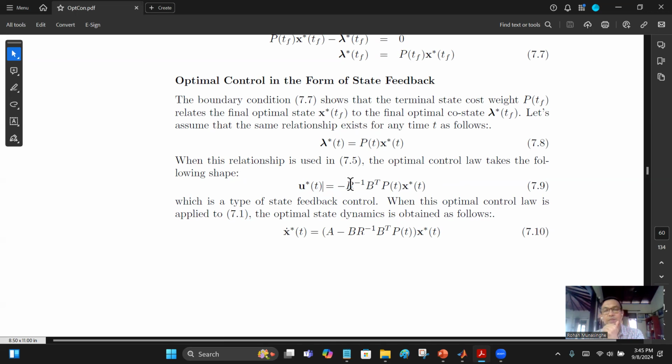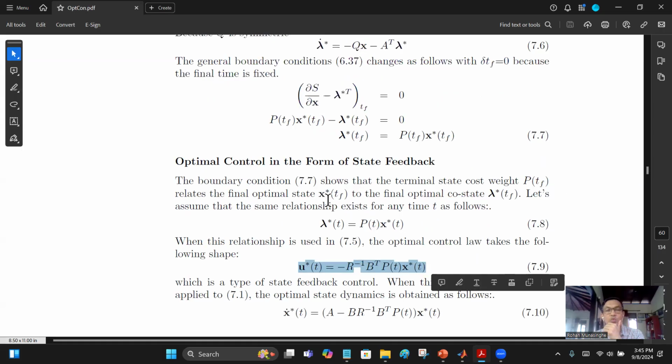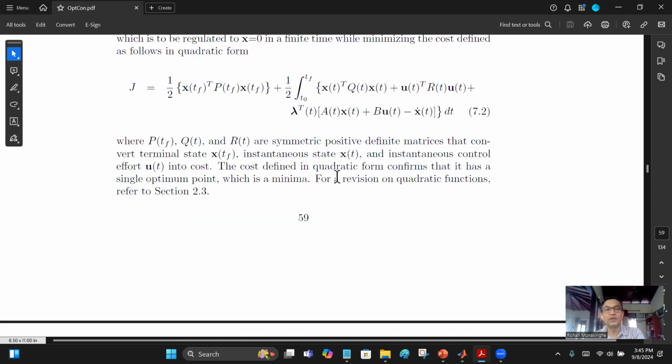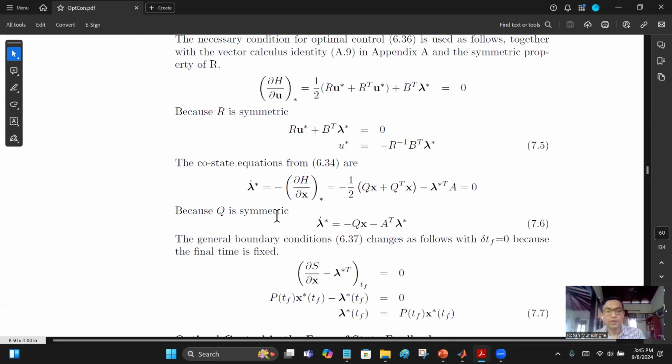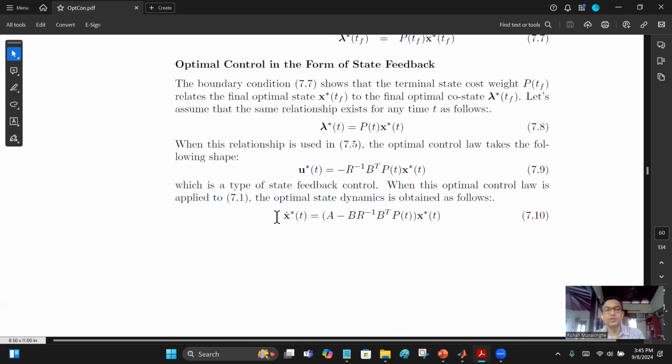Now, if you put the control signal, equation 7.9, back into 7.1, which is the system dynamics, take u(t) out and put the optimal controls in. Then you are making your system an optimal system. All you need to do is take u(t) out and put u star(t) in. So when you do that, what happens? You get this equation.